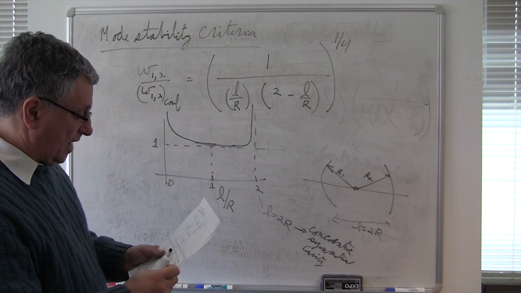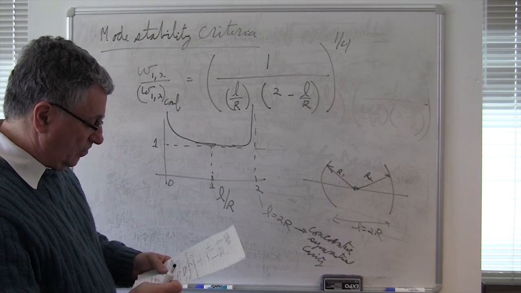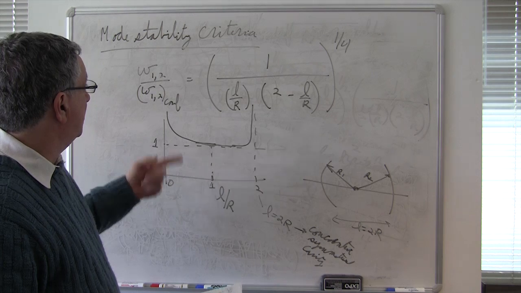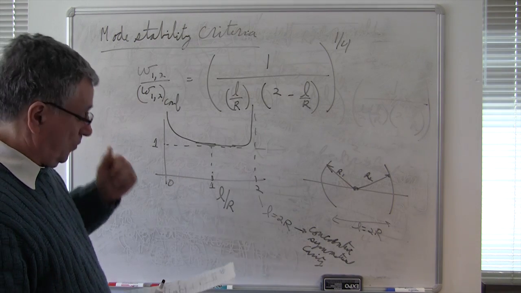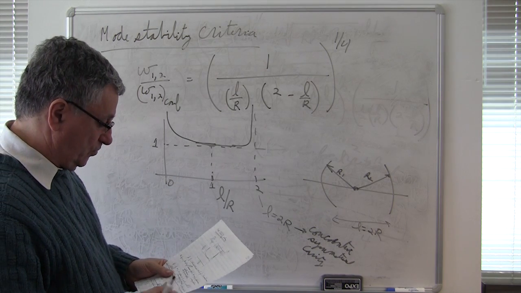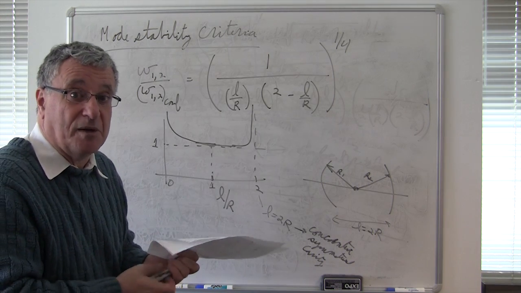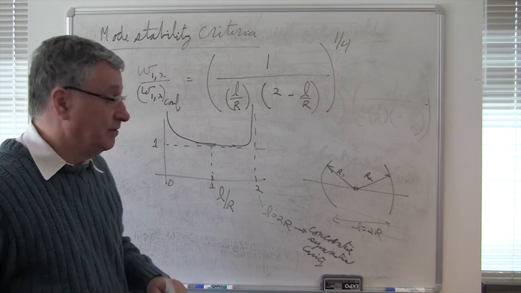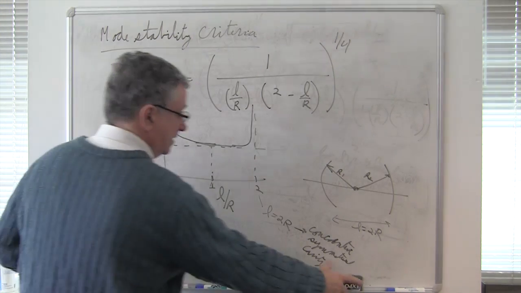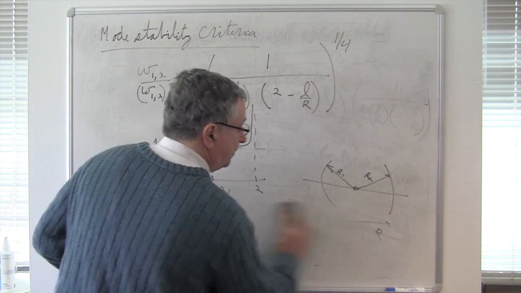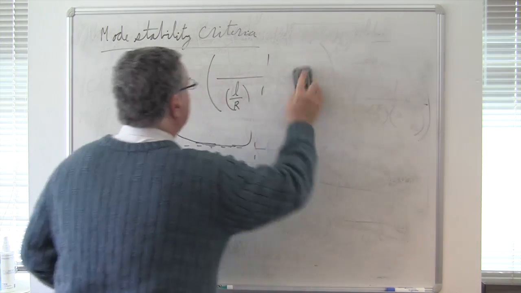Okay, so having derived this, we're going to go back to our geometrical optics result and see what it tells us about the stability of these different cavities. Okay, so let's do that.